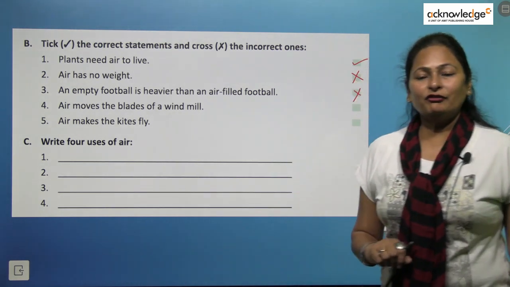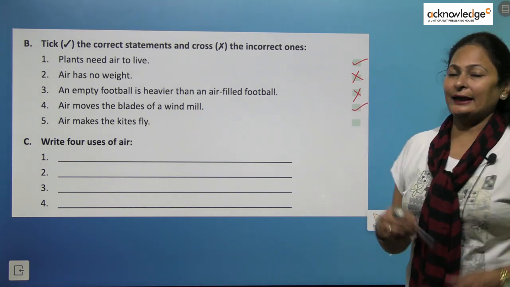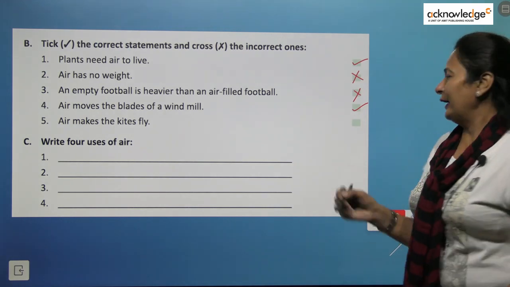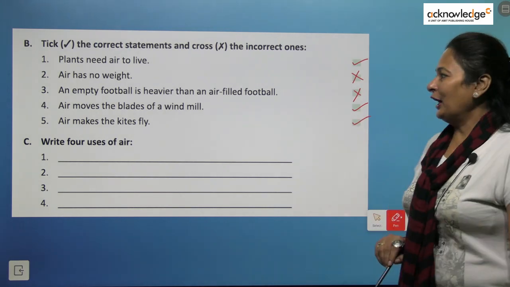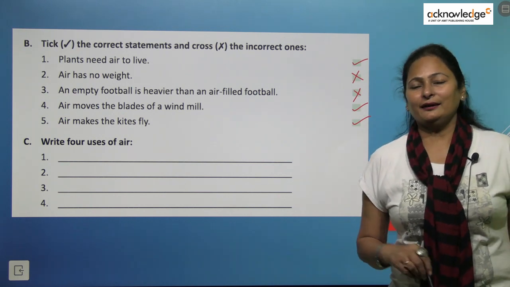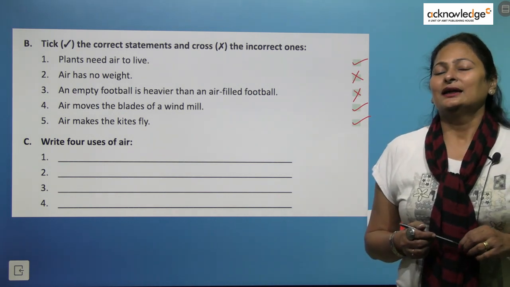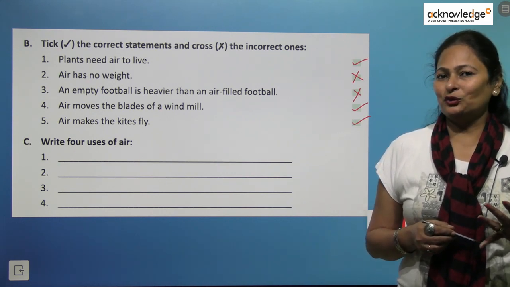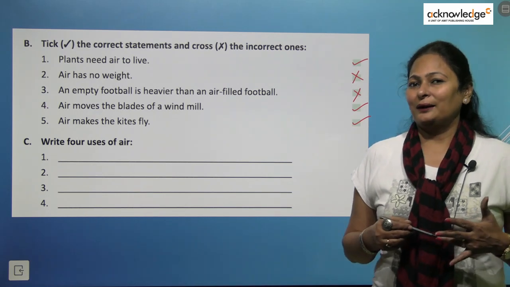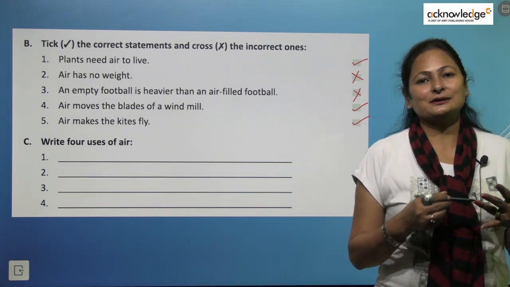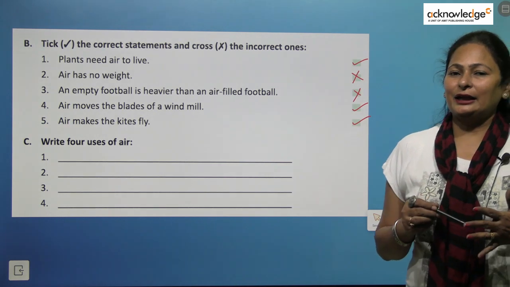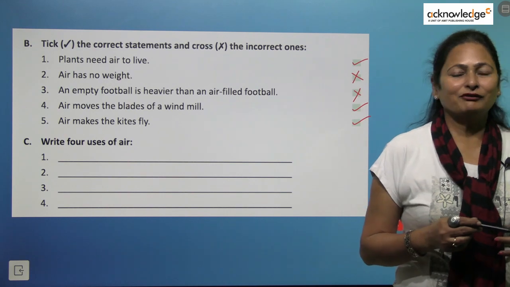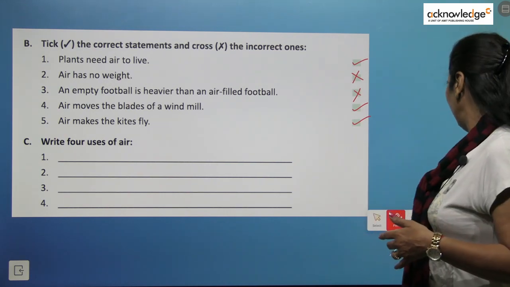Air moves the blade of windmill. Yes, this is correct and this is the way of generating electricity. Air makes the kite fly. This is correct. Now, write 4 uses of air. We have already discussed many uses. So, let's recall. Air helps the gliders to move. Air helps the sailboats to move. Air helps the kites to fly. And the next is air helps the windmills to move. Right? Blades move.